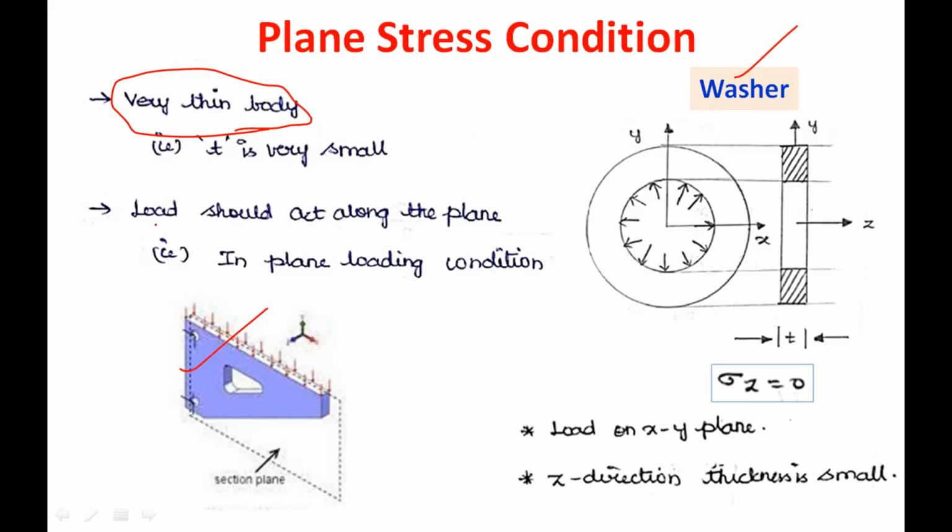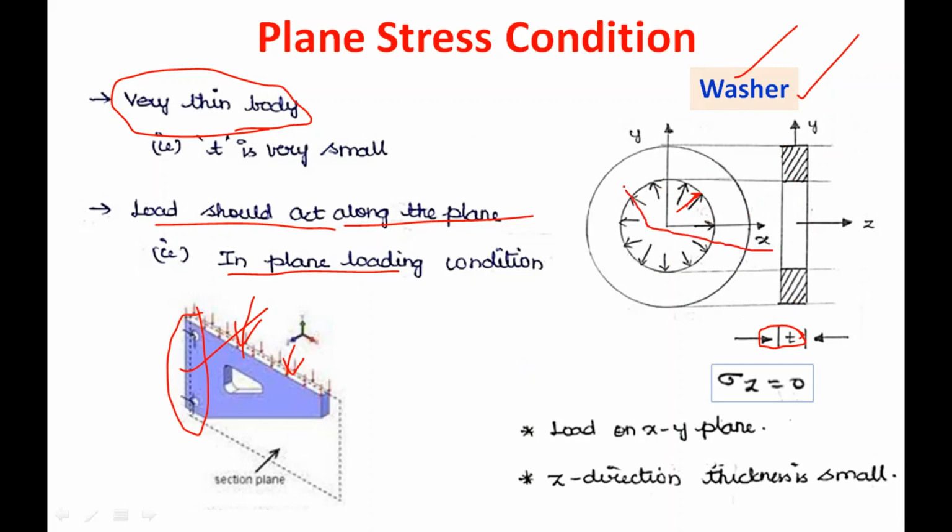And one more condition, the load should act along the plane. That is called in plane loading condition. Here I am showing one structural bracket which is fixed at this end. We are considering the load is acting in this direction. That means if you consider this sectional plane, the load is also acting along this section plane. Similarly, when you take the example of washer, which is used in bolt and nut joints, so the washer will have small thickness, and if you see the load acting on the washer, it will be along the section plane.